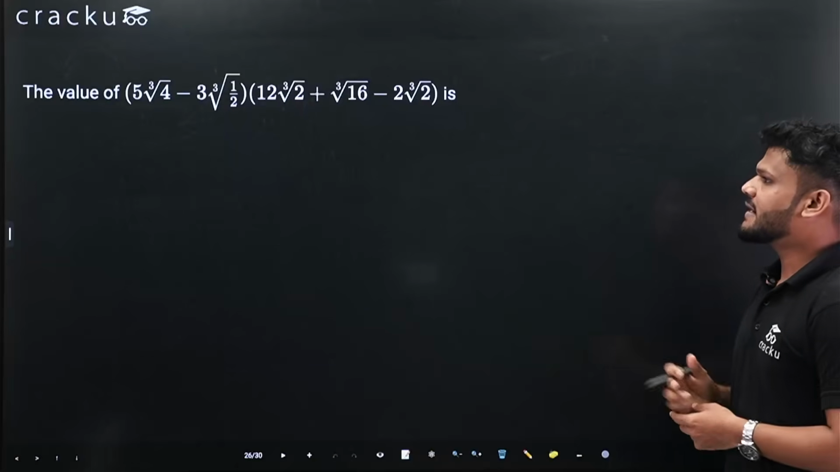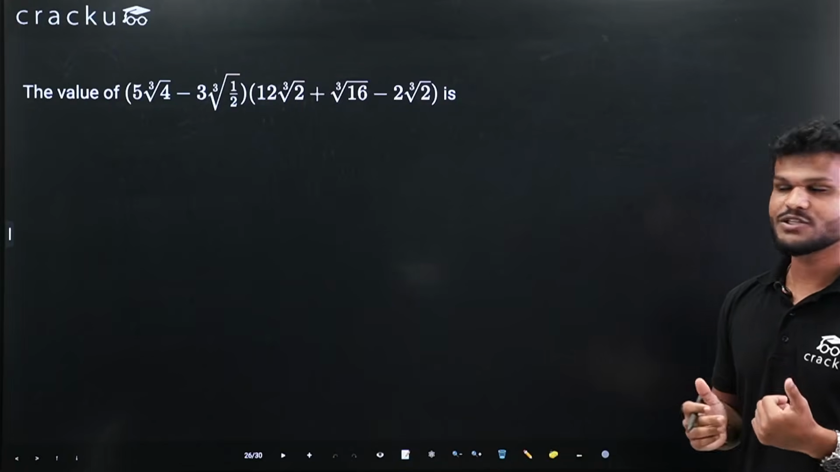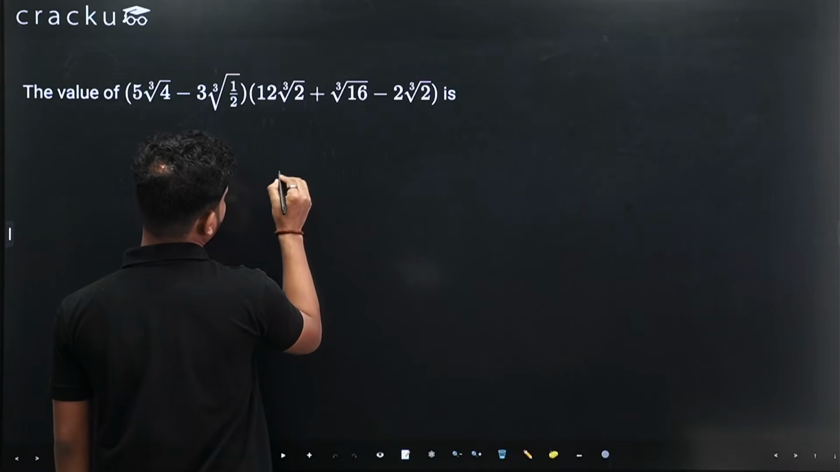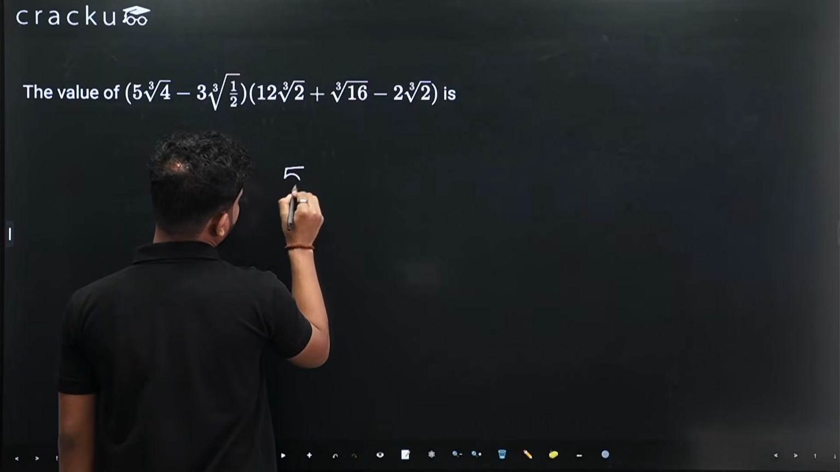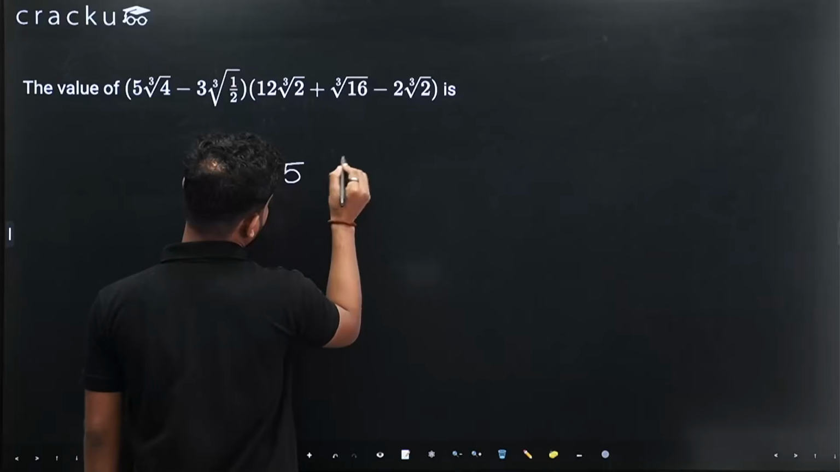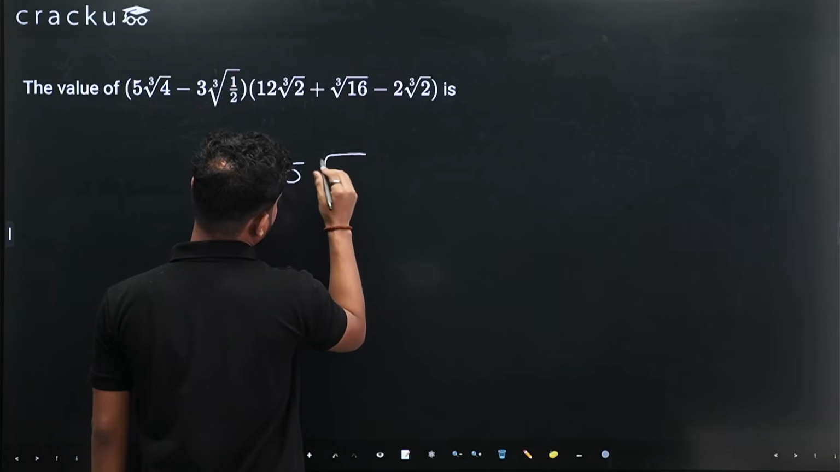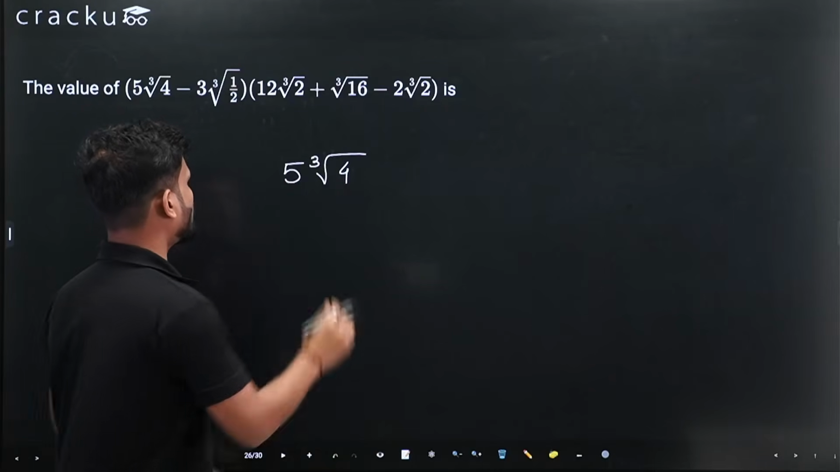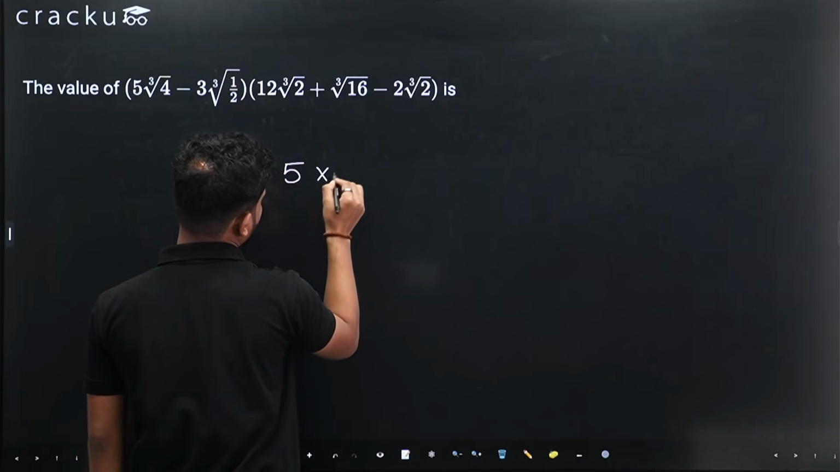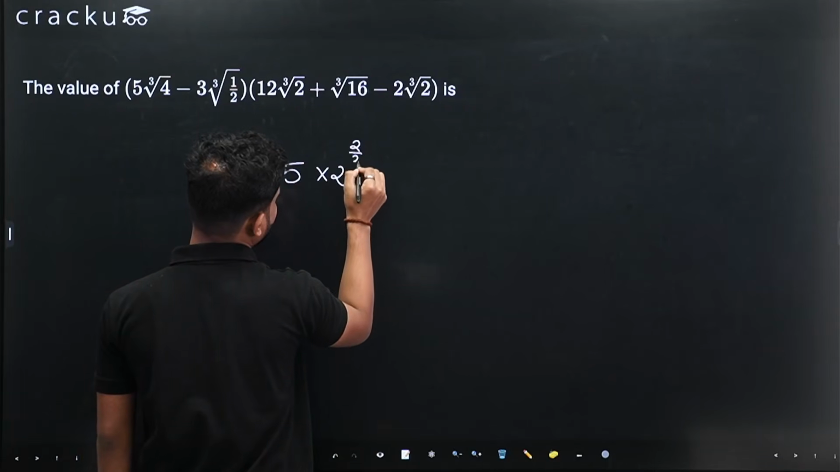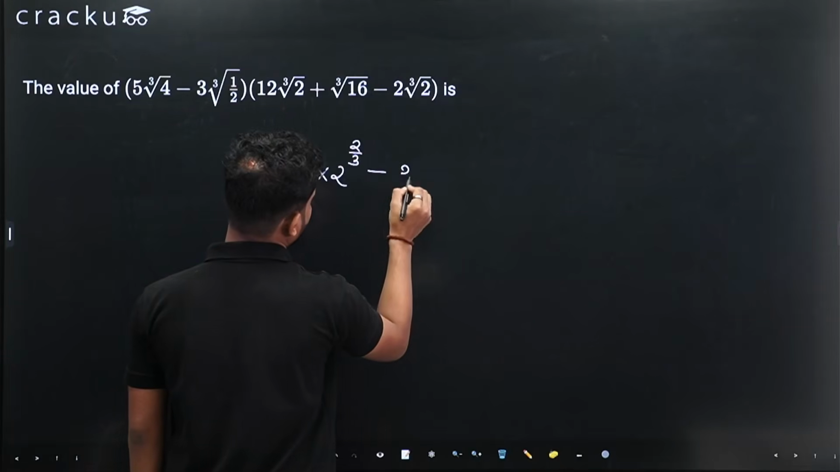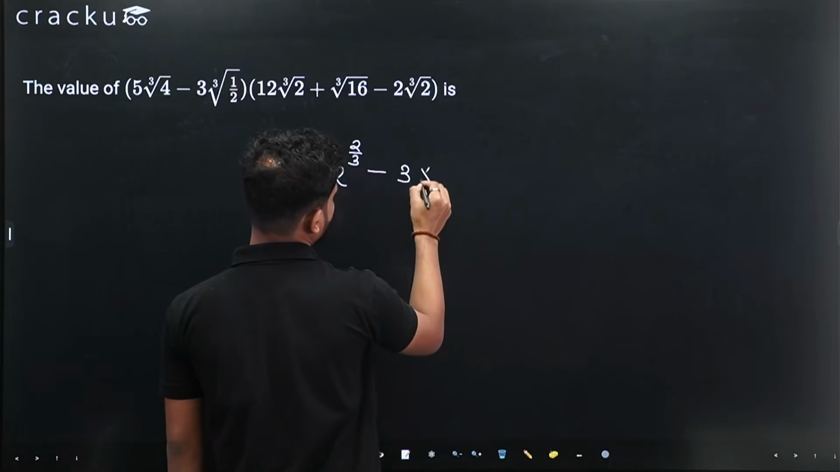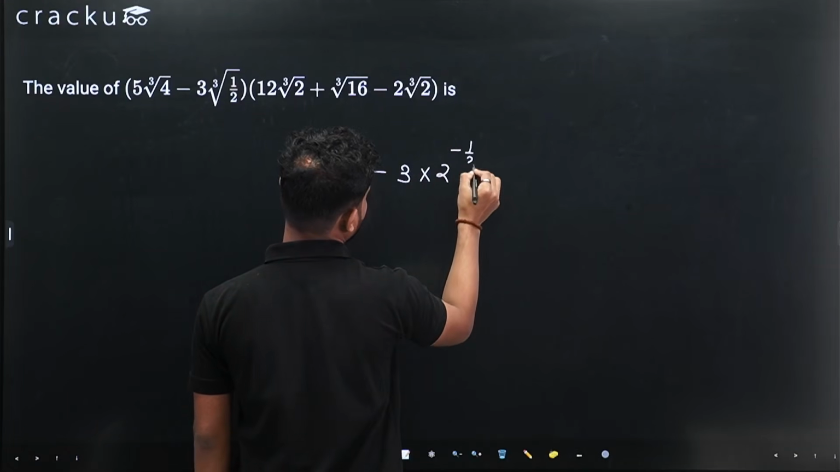In this question, we have to find the value of the given expression. Let us go forward and try to find the value. Now it is given 5 cube root of 4, right? What is cube root of 4? 4 is nothing but 2 square, and the cube root of 2 square will be 5 into 2 raised to 2 by 3. Minus 3 into 1 by 2 is nothing but 2 raised to minus 1. This will be 2 raised to minus 1 by 3.